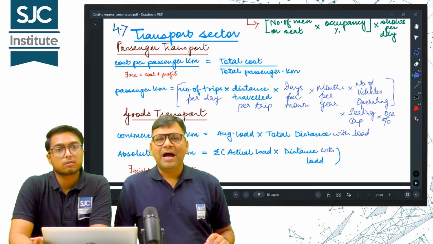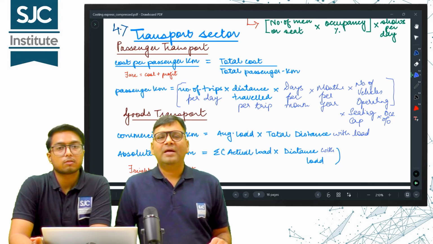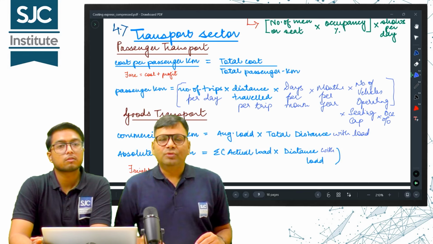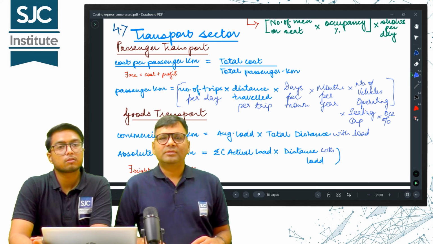Transport sector. We have here two types of transport. One is passenger transport and another is goods transport. Passenger transport, the cost unit used here is passenger kilometers. It should be computed in two steps. Step number 1, find out total kilometers traveled. And step number 2, find out passenger kilometers.